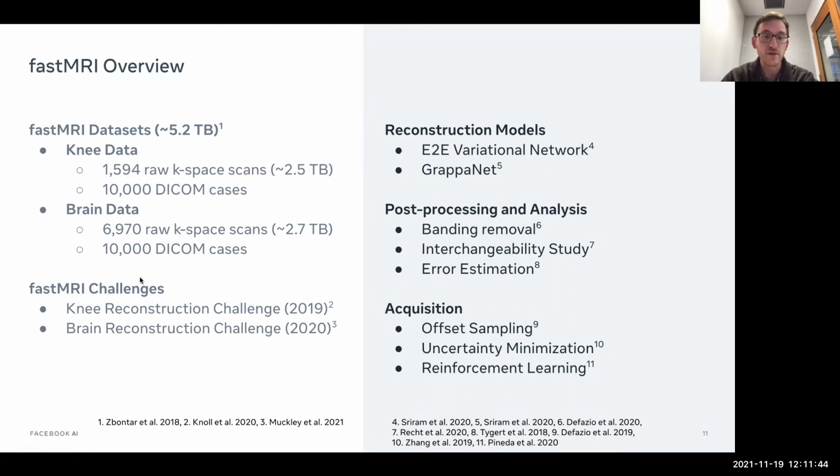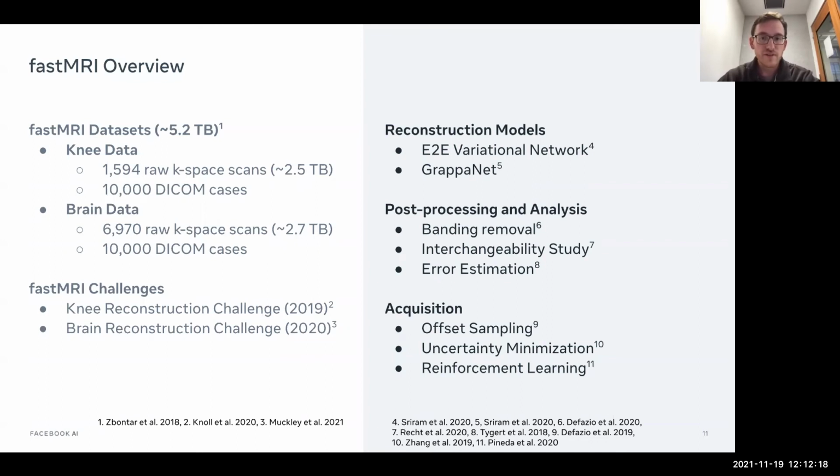Another thing that we did following on the dataset release is the reconstruction challenges. We had a knee reconstruction challenge in 2019 and a brain reconstruction challenge in 2020. We've done work on AI-based reconstruction models. One example is the end-to-end variational network and GrappaNet. We've worked on post-processing analysis, such as banding removal that arises due to the asymmetric sampling pattern in 2D imaging. We've worked on studying interchangeability for clinical applications and error estimation. We've also done a little bit of work on acquisition, in terms of how to sample k-space to be optimal for AI reconstruction.